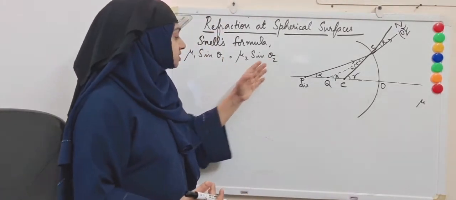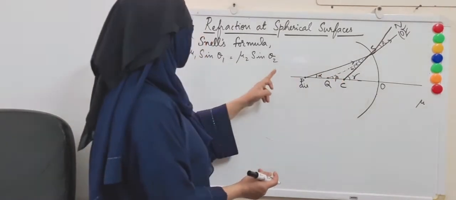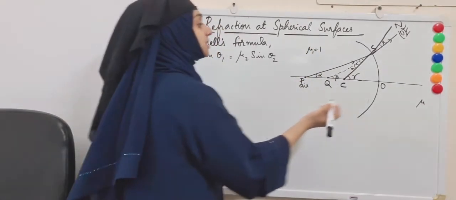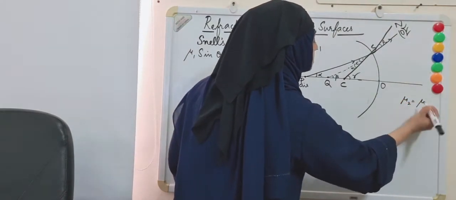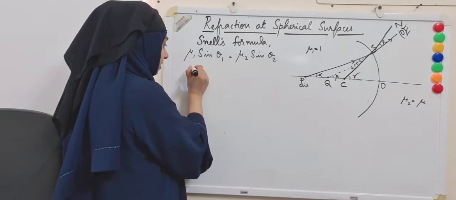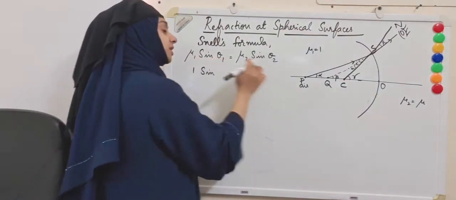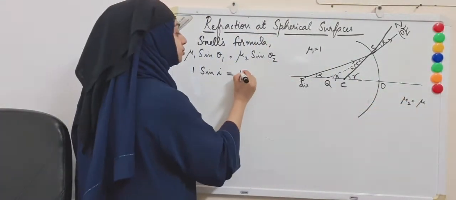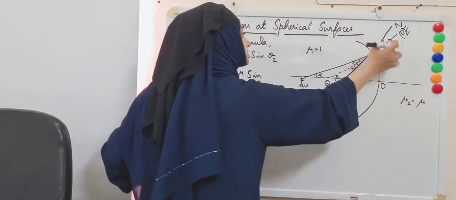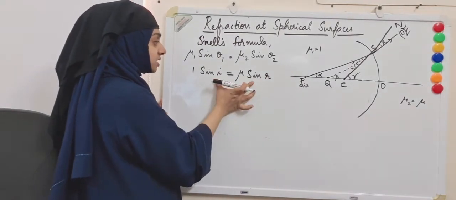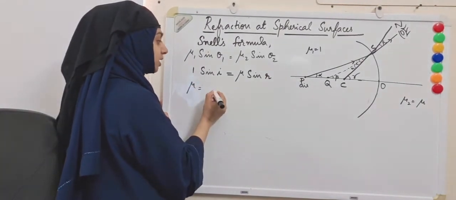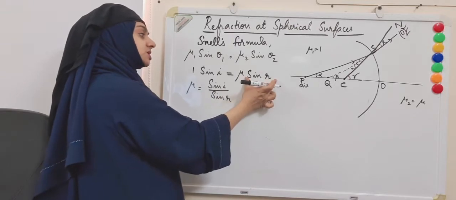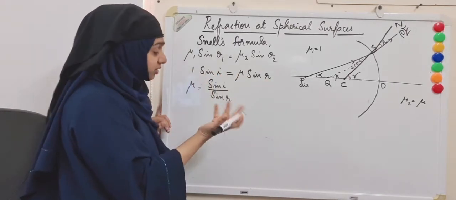So here let us substitute the values according to this case. In the first medium, which is air, the refractive index is equal to 1, and in the second medium the refractive index is equal to mu. So mu1 is 1 into sine theta 1, that is the angle of incidence, I, equal to, here mu2 is mu, so mu sine of the angle made in this medium, R. Or from this equation, I can write mu is equal to sine I divided by sine R. Here I have taken sine R to this side, multiplied by 1, so we don't have to write it.